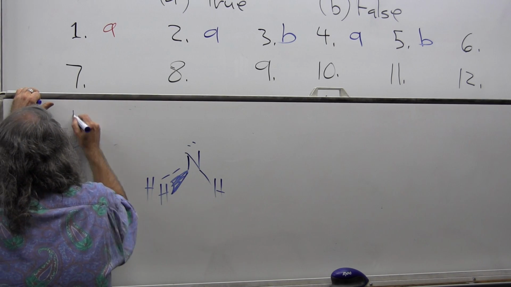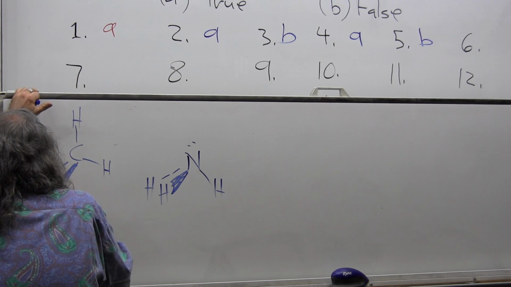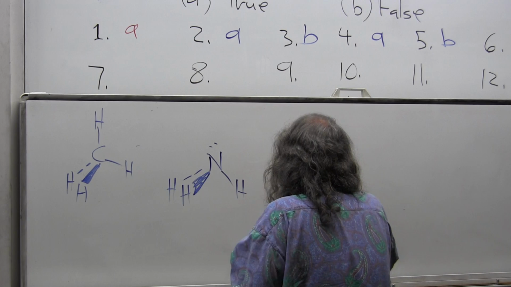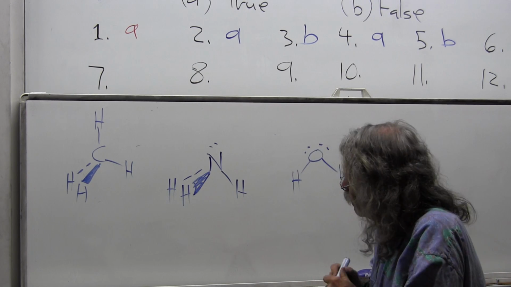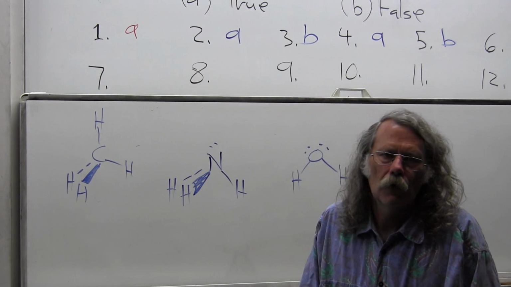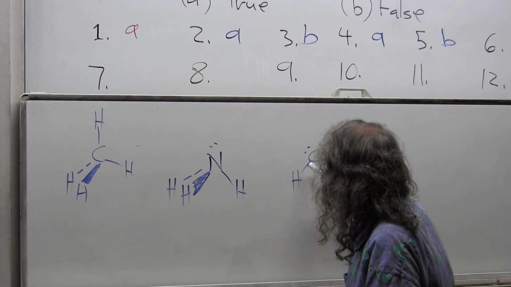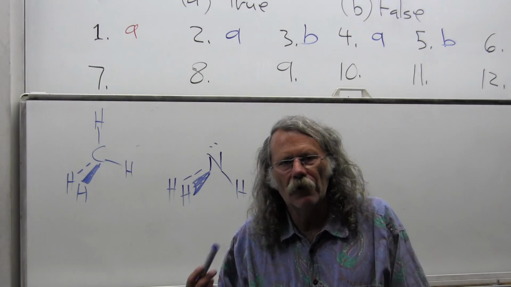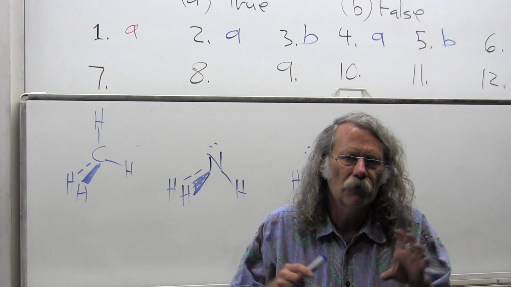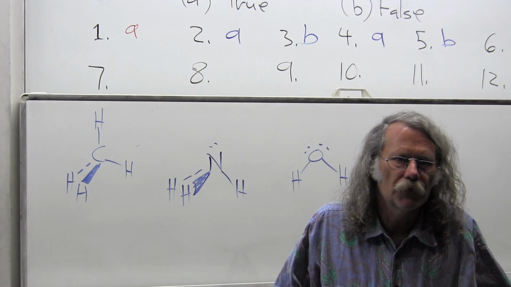Let's take methane, ammonia, and water. All 3 of these molecules have 4 electron pairs associated with the central atom. So they all have tetrahedral electron-pair geometry. That's the geometry that's going to get all of these electron pairs as far apart from each other while still being associated with the central atom.